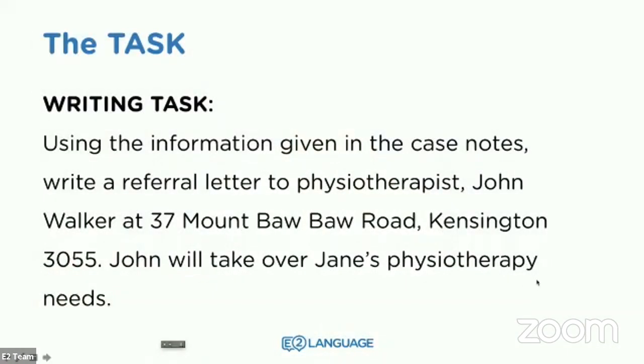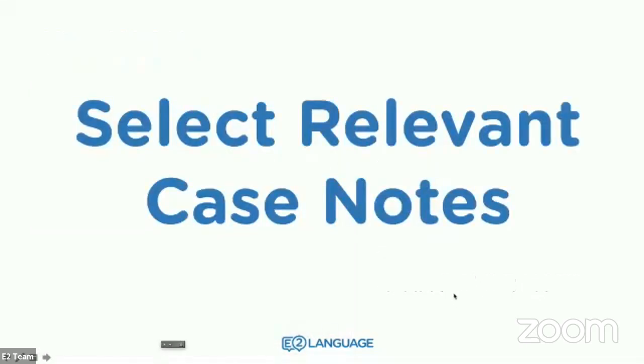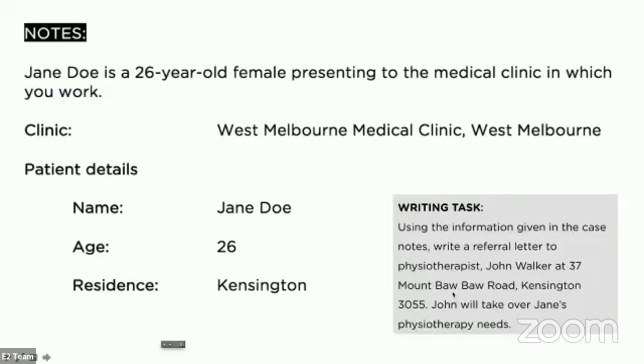All right, so this time we're writing, it's the exact same task, except John's occupation has changed. Now we're writing to a physiotherapist. So we can see that we're writing to John, physiotherapist, still a referral letter. We're writing to him because he'll take over Jane's physiotherapy needs. And we can assume that John does not know Jane because it's written in the same way, okay? Now we're going to select relevant case notes. I'm just going to walk you through it. So this time it would be the same as before here.